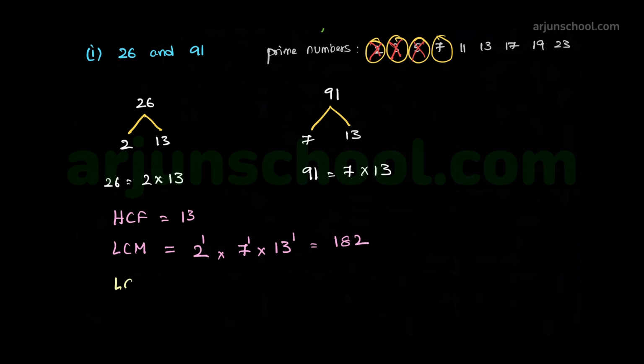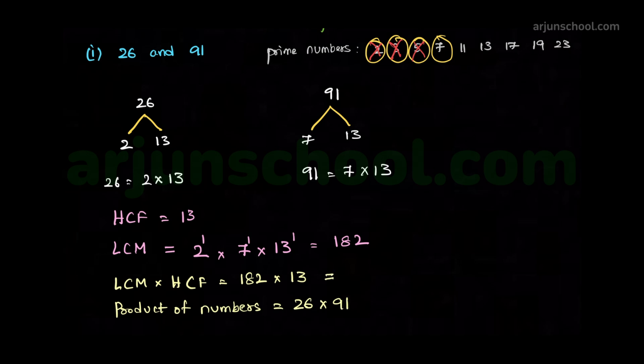Now let us do the verification of the statement. LCM times HCF is equal to product of the two numbers. What is LCM? LCM is 182 and HCF is 13. And the product of the numbers is 26 times 91. 182 times 13 is 2366 and 26 times 91 is 2366. Therefore, we can verify that LCM times HCF is equal to product of the two numbers for the given two numbers 26 and 91.